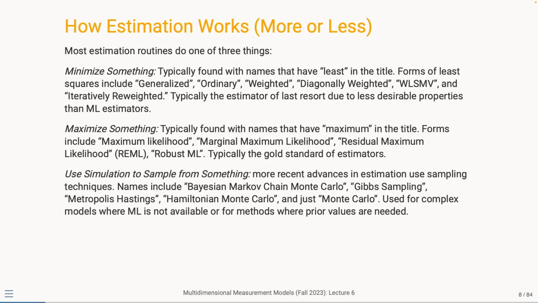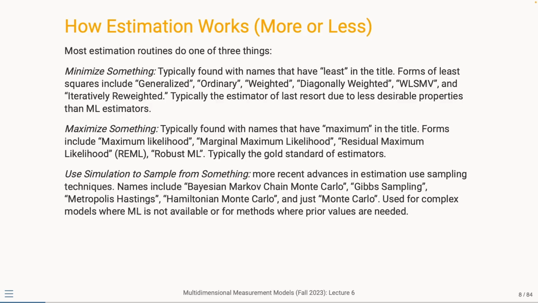So we find the word maximum showing up here: maximum likelihood, marginal maximum likelihood, residual maximum likelihood. How many of you love a good REML estimator? REML, by the way, is pretty amazing. That version of maximum likelihood gives you unbiased variances in linear models. And then robust maximum likelihood as well. Maximum likelihood, I think, is still the gold standard, even though I prefer Bayesian estimates for what I do these days. But you'll see why I don't really mind maximum likelihood in just a moment.